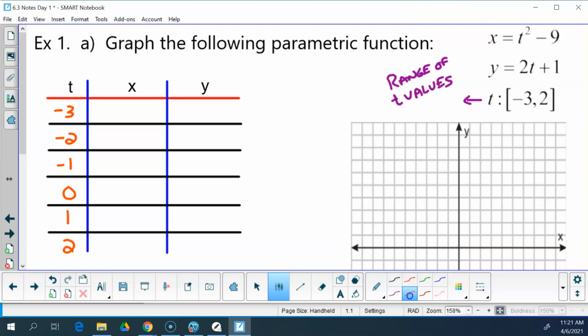Now, I'll do this one time, and then after that we'll just do it in our head. In our brains, our x function is t squared minus 9. So I'm going to take -3, square it, and subtract 9 from it. Well, -3 squared is 9, minus 9 is 0. So the x value here is 0. Then I'm going to take -3 and put it into 2t plus 1. 2 times -3 is -6, plus 1 is -5. So the point that this one makes is (0, -5).